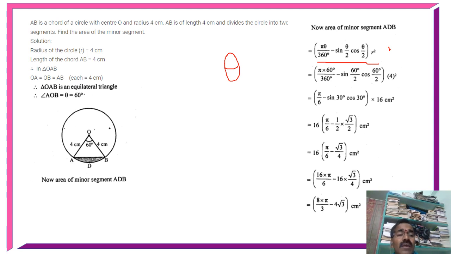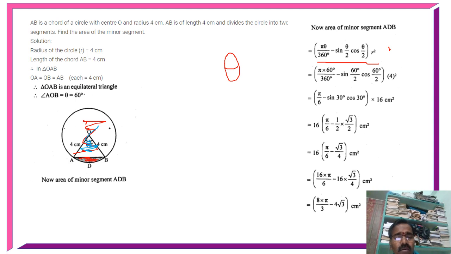Now it is given AB is the chord of the circle with center O and radius 4 centimeters, and AB, the length of the chord, is 4 centimeters. It divides the circle into two segments. This shaded part is the minor segment. Except this part, the remaining part itself is the major segment. This blue part is major.